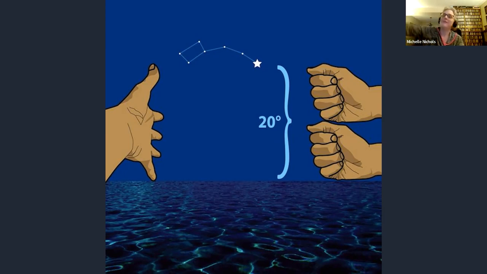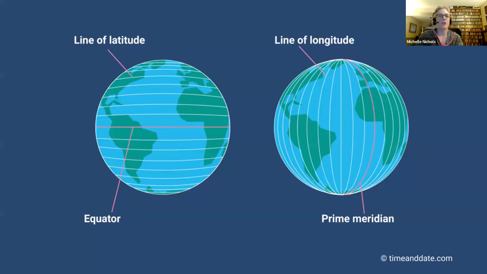When you can see it, it happens that the Earth's North Pole points almost directly to where there's a star in the sky. The height of the North Star above your horizon, that's your latitude. Okay, that's easy. What about longitude? How far east or west have you gone?